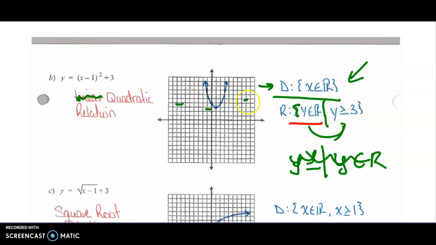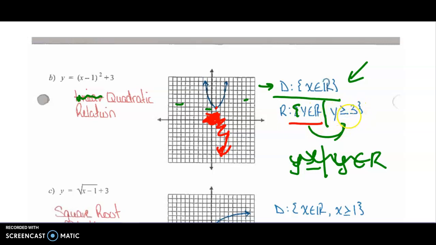So the limits are that y has to be bigger than 3. We have no values less than 3, so all of these values of y down here don't exist. So we say y has to be bigger than 3. So what we say is the range is that y is a real number, or belongs to the set of real numbers, where y is greater than or equal to 3.